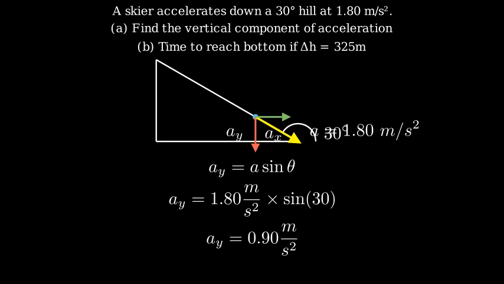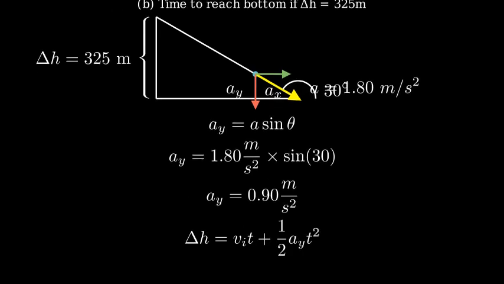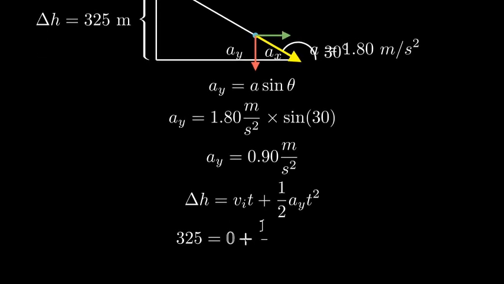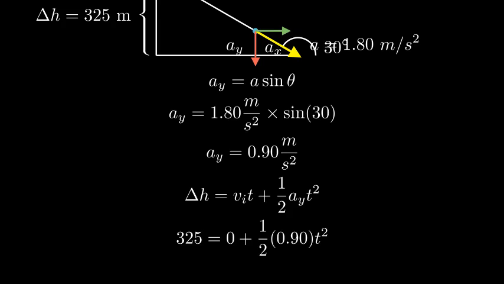For part B, we need to find how long it takes the skier to reach the bottom. We know the total change in height is 325 meters, and we just found that the vertical acceleration is 0.9 meters per second squared. We can use the kinematic equation. Change in height equals initial velocity times time plus 1/2 times acceleration times time squared. Since the skier starts from rest, the initial velocity is 0.